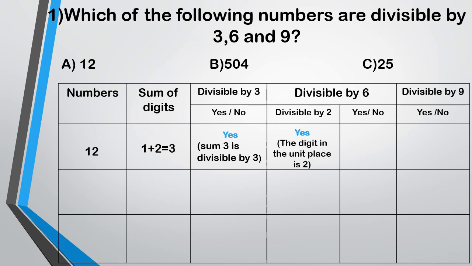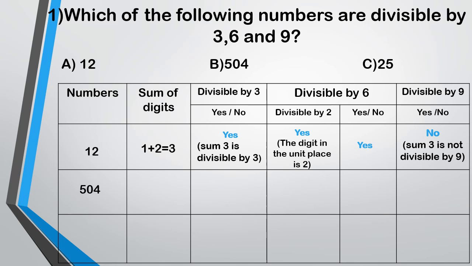So it is divisible by 3, and 12 is also divisible by 2. So yes, it is divisible by 6. Now we have to check the divisibility by 9. For that you check the sum of digits. What is the sum of digits here? 3. 3 is not divisible by 9. So no, the sum 3 is not divisible by 9. This is the answer for the first sum.